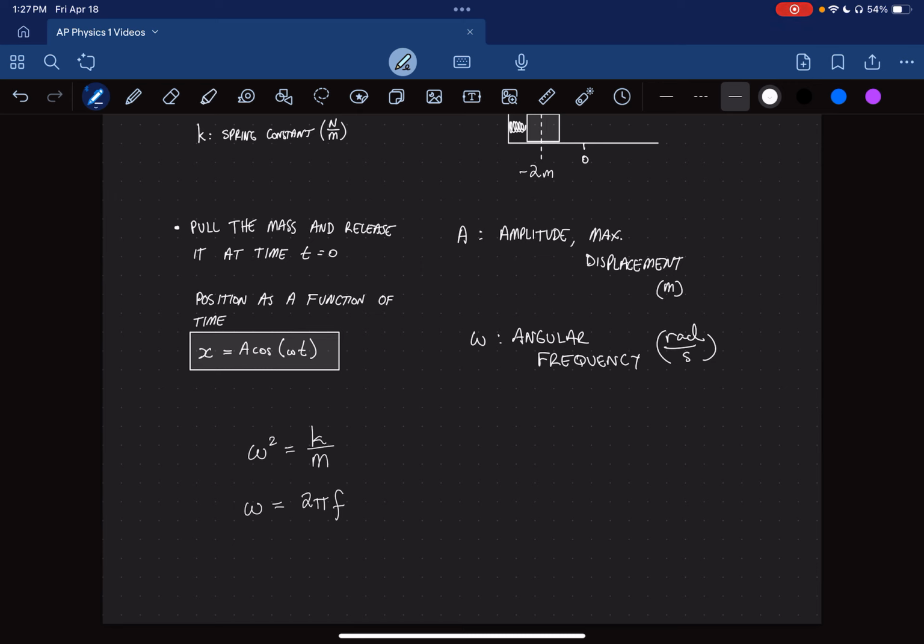Cool. And so we'll need those equations. And if we combine some, no, I'm not going to derive it here, but if we combine the equations that we know of, we arrive at this relationship that the period of the spring mass system is equal to 2 pi times the square root of m over k.